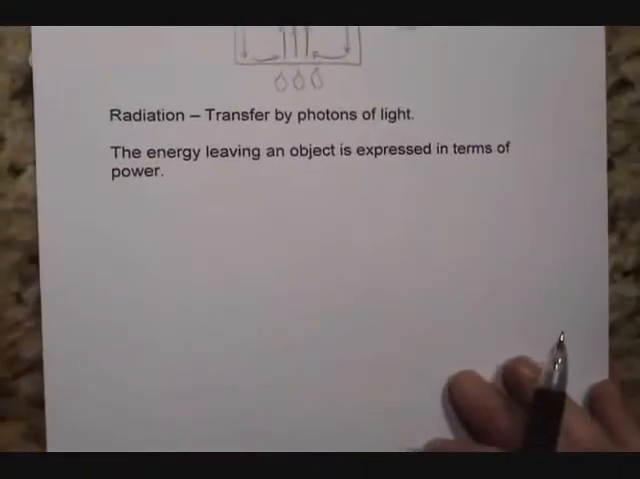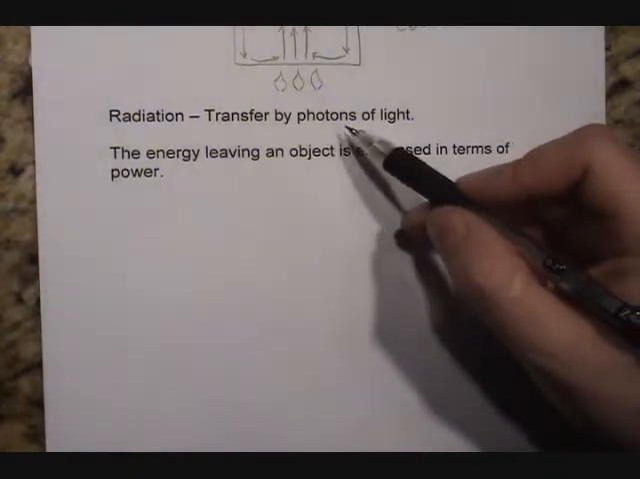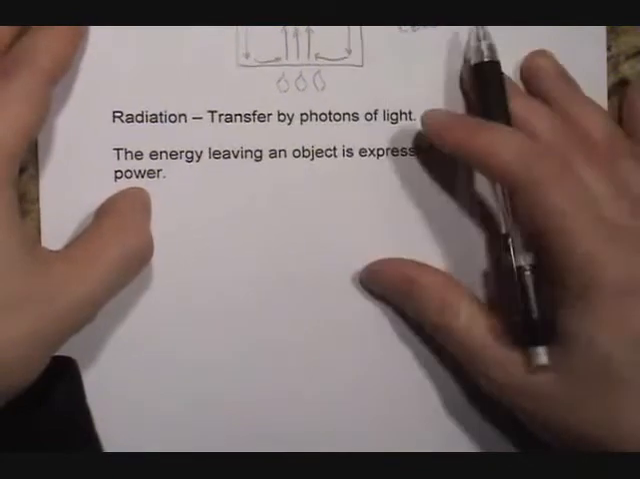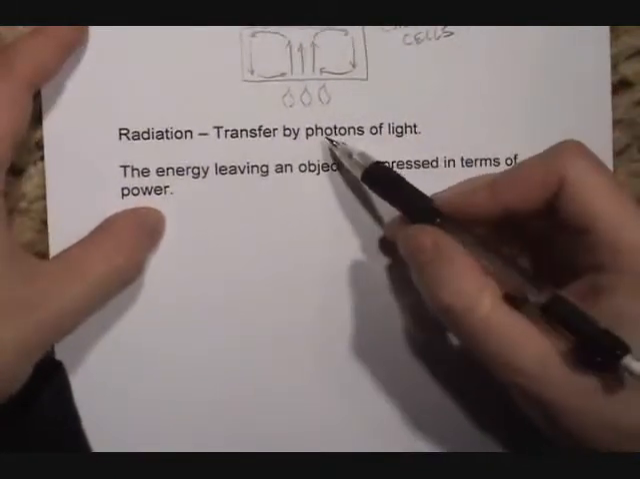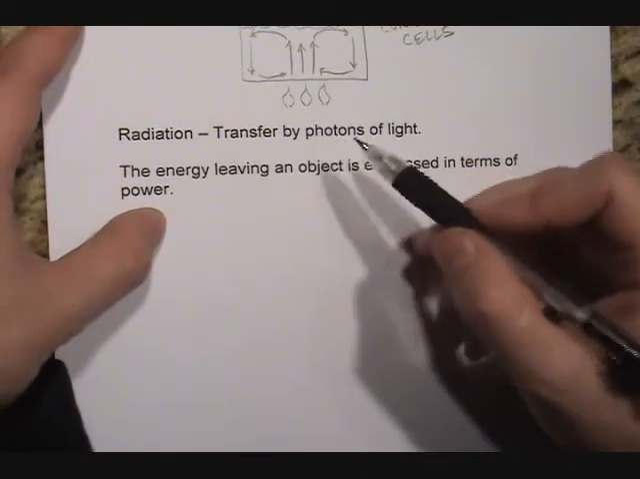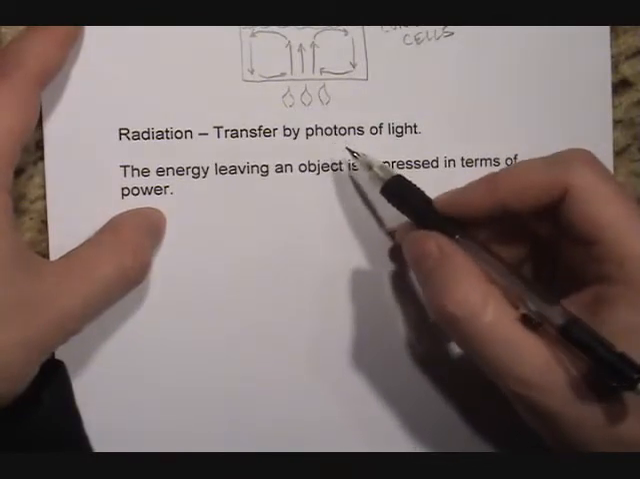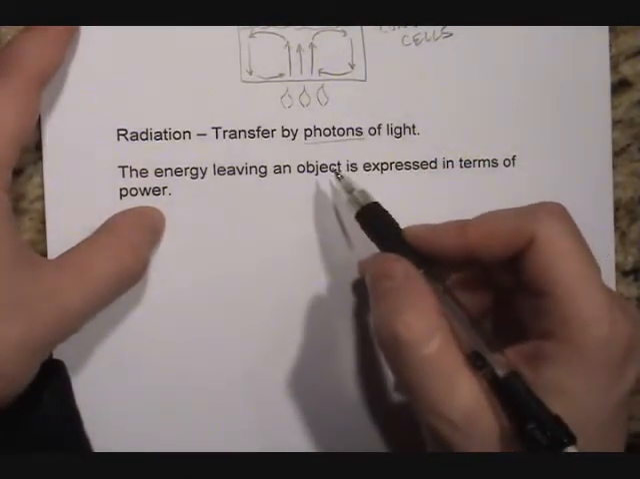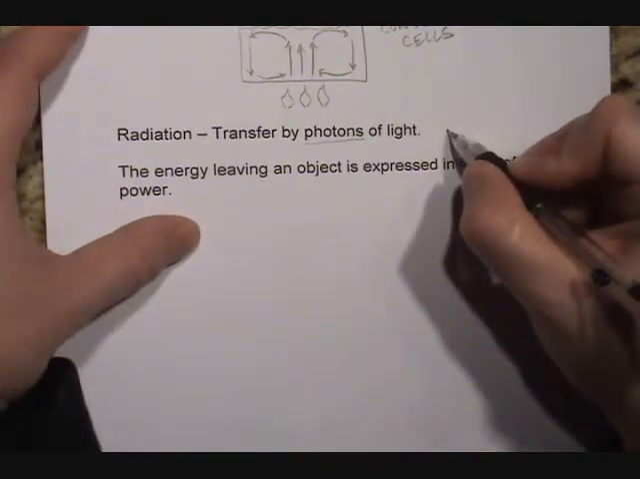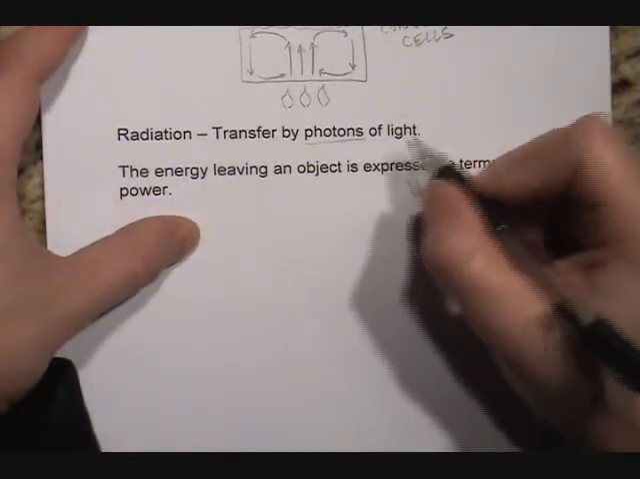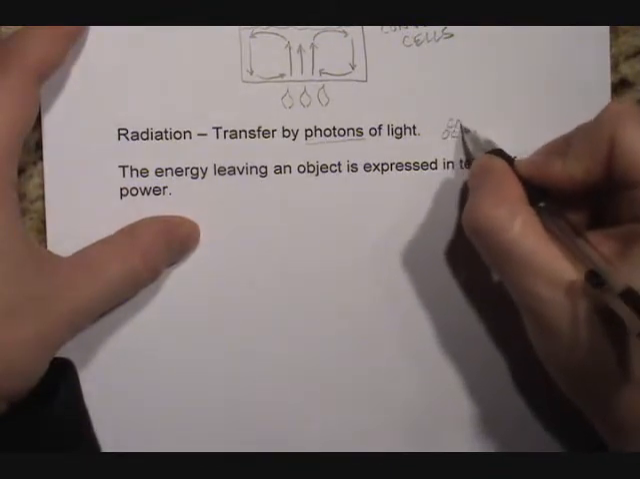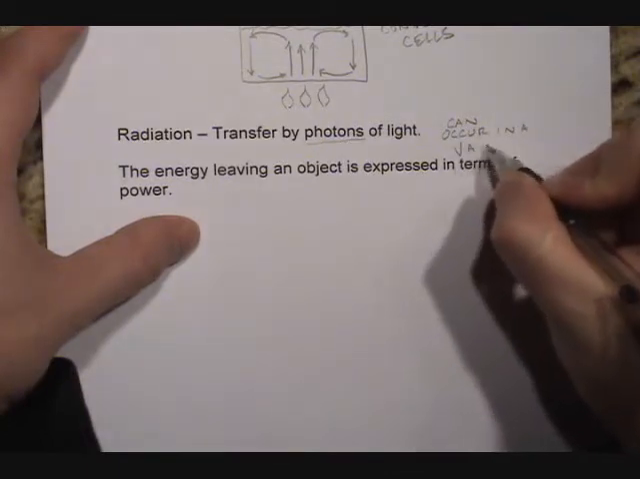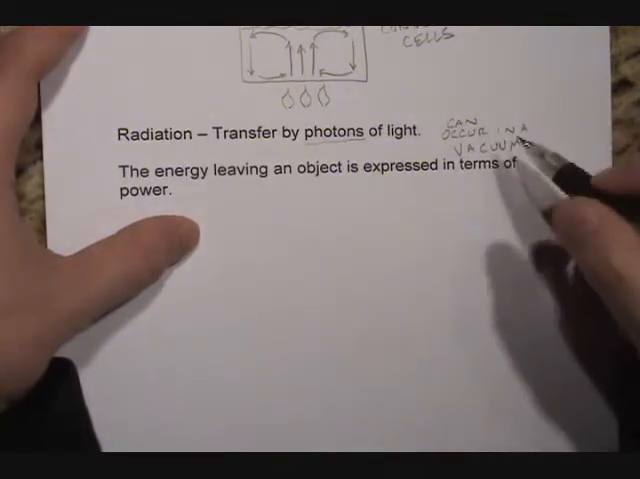Our last way for transferring energy is through photons of light. And a photon of light is simply an individual packet of light. We think of light in terms of its wave properties oftentimes, but light actually does come in little packets, little individual portions, and that's where the term photons comes from. So in this case, the one thing about photons of light is that this is the only form of energy transfer that can occur in a vacuum.